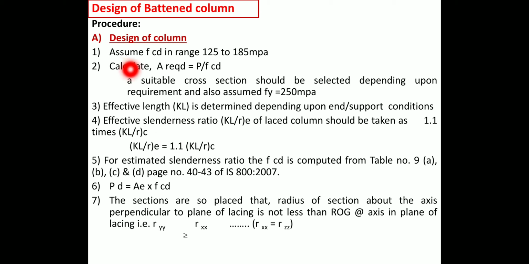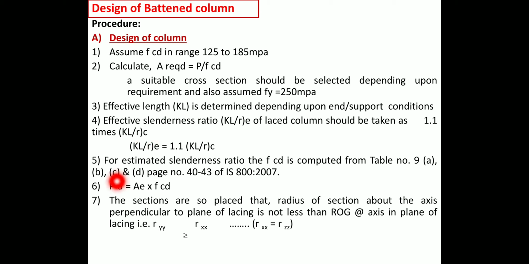The first step is to assume an FCD value in the range of 125 to 85. Then calculate the area required by using P divided by FCD. Then find the KL value, that is the effective length depending upon the end and support conditions, and the effective slenderness ratio KL by r effective equal to 1.1. Here 10% strength may increase by using this batten system. So commonly this batten column system is used worldwide instead of the lacing column system.